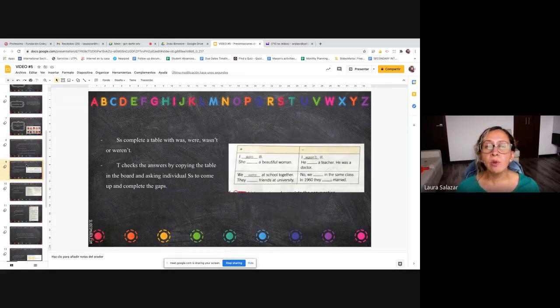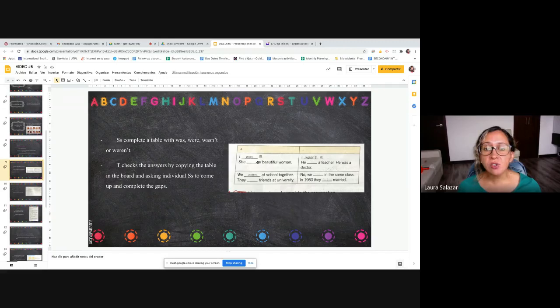Students complete a table with was, were, wasn't, or weren't. Here is the table that they need to complete. Here they have all the positive forms, and here they have the negative forms that they need to complete. Of course, the first sentence is already done for them. So for example, I was ill, I wasn't ill. So they need to complete this table.